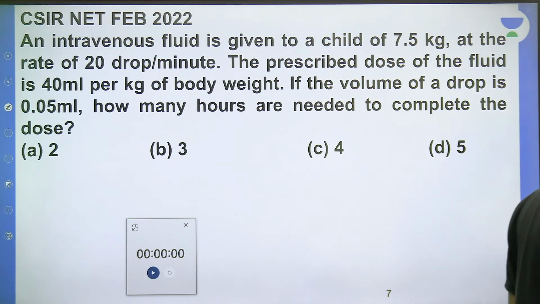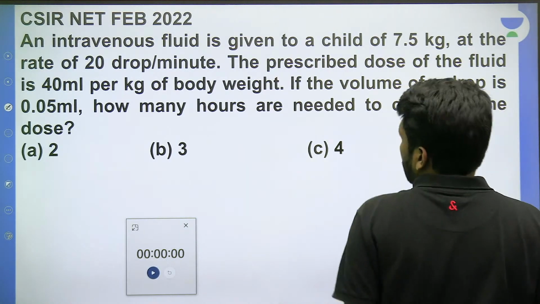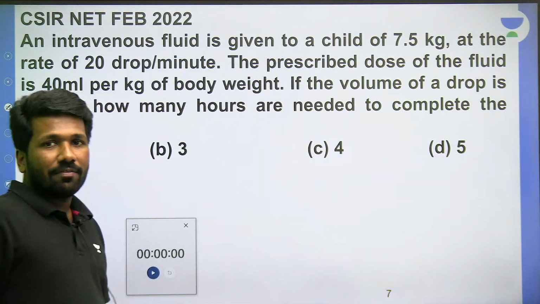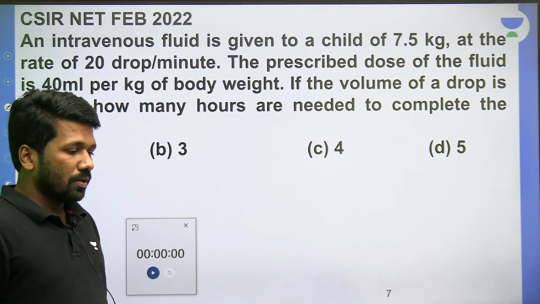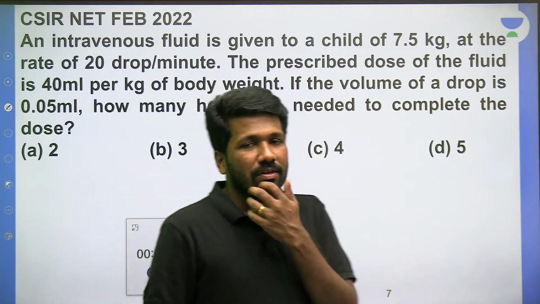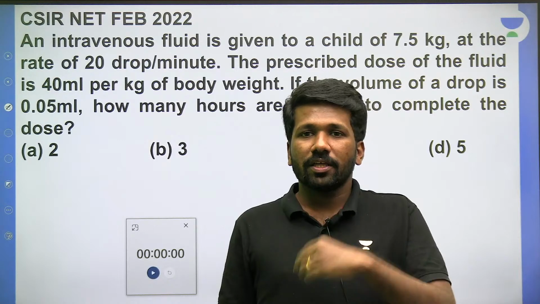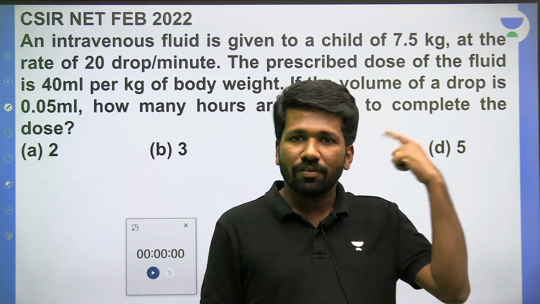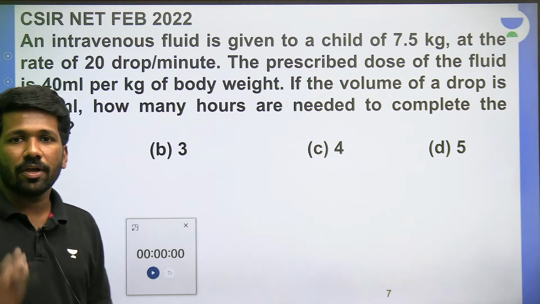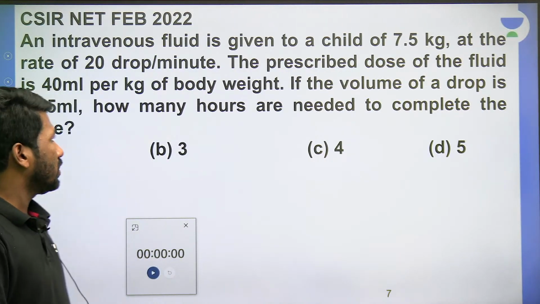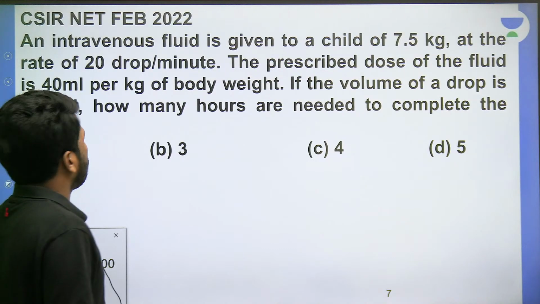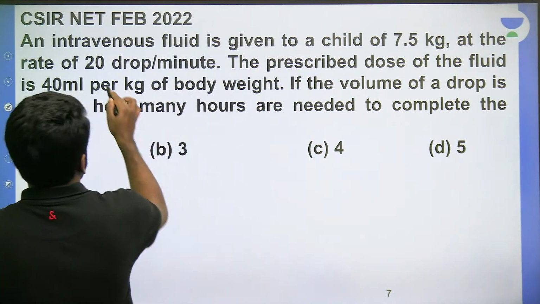Okay, so I'll explain. An intravenous fluid or IV fluid we say na, when our vitals are low, or when we are tired, when we are admitted to hospital, they give the drip na, that IV fluid itself they are mentioning about. Or we have high fever and we want to gain energy, at that time IV is given. So that IV fluid is given to a child of 7.5 kg at the rate of 20 drops per minute.